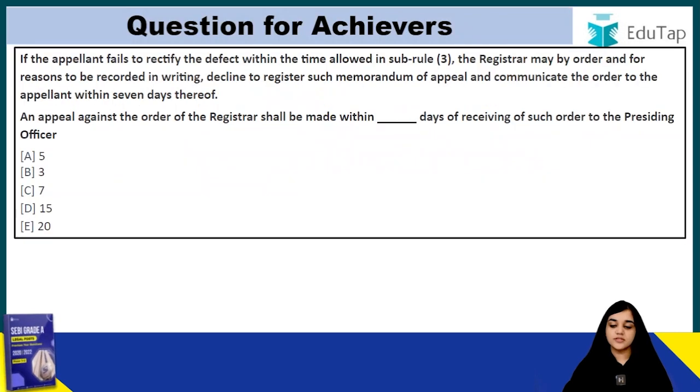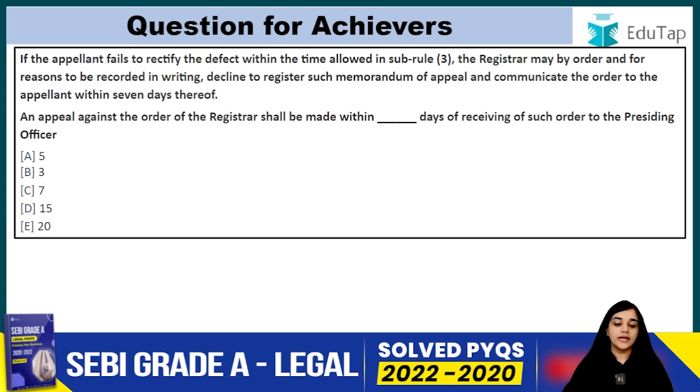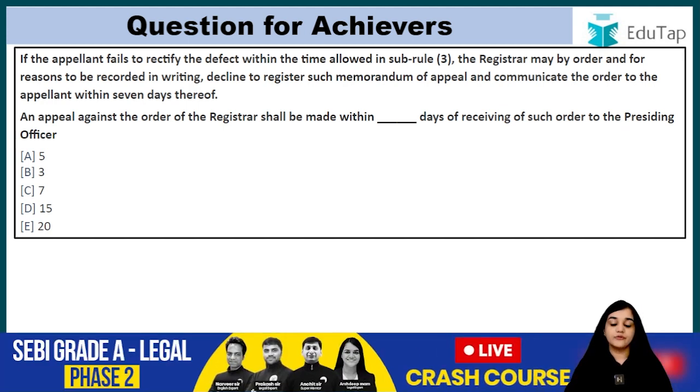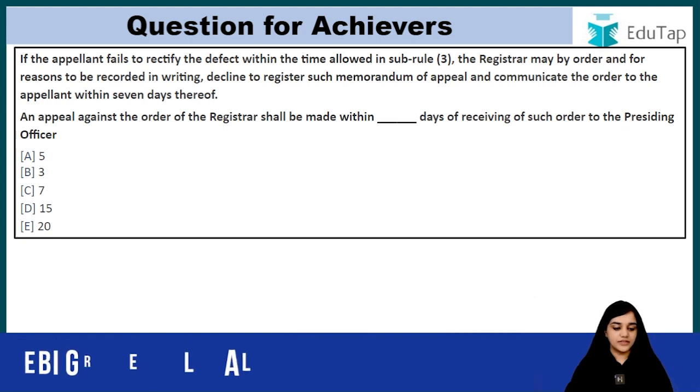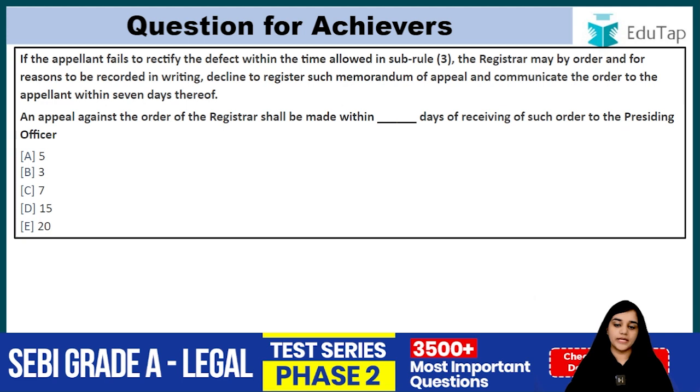Now question for achievers. If the appellant fails to rectify the defect within the time allowed in sub rule 3, the registrar may by order and for the reasons to be recorded in writing decline to register such memorandum of appeal and communicate the order to the appellant within 7 days thereof. This we have done. An appeal against the order of the registrar shall be made within how many days of receiving such order to the presiding officer? This also we have done. I hope you know this answer. So the options are 5, 7, 3, 15 or 20. So you have to comment the right answer below.